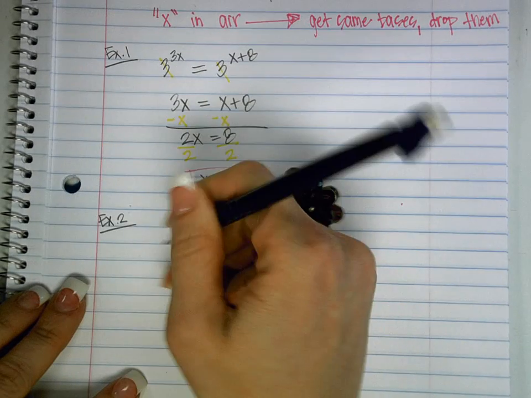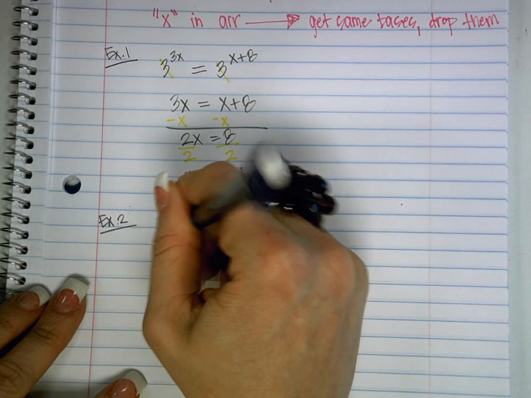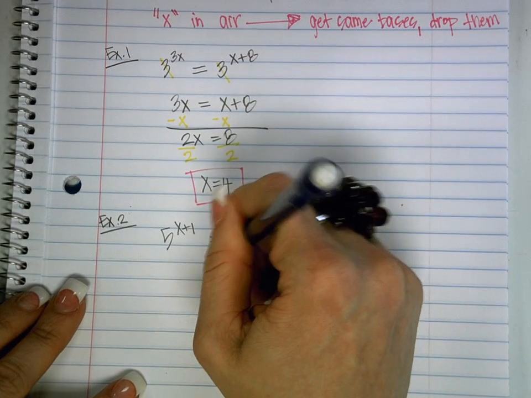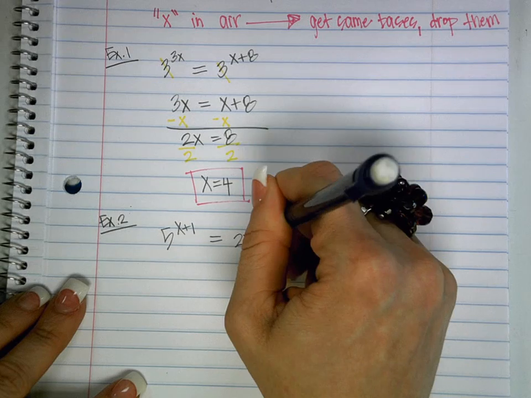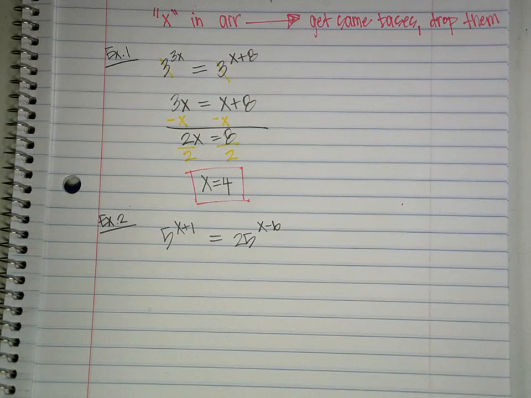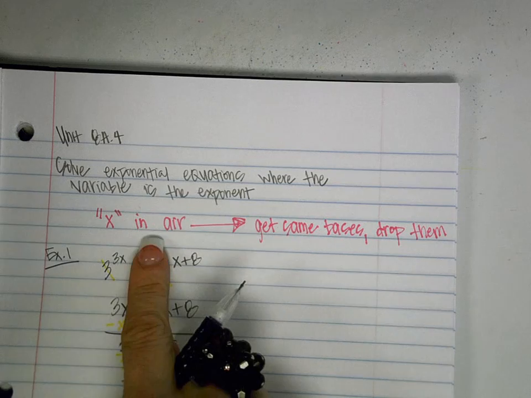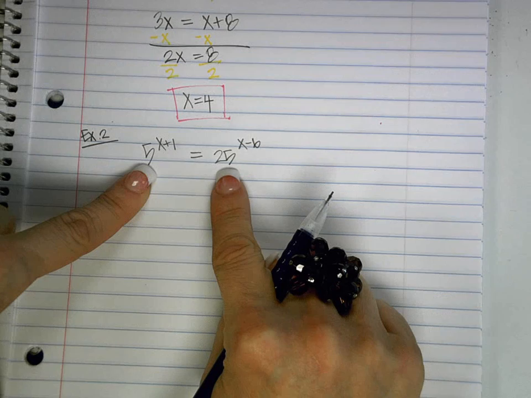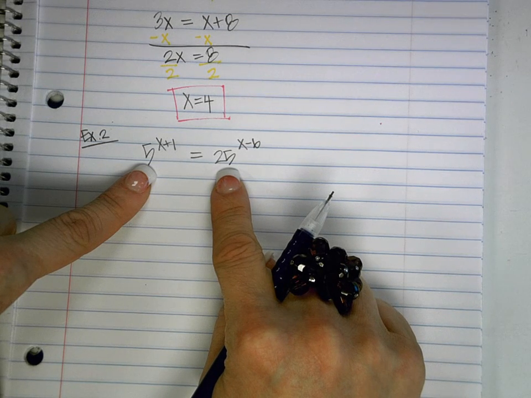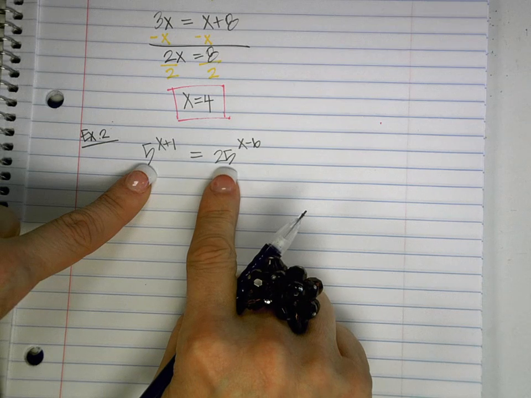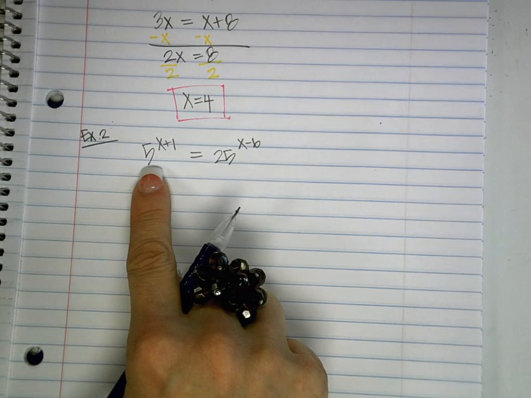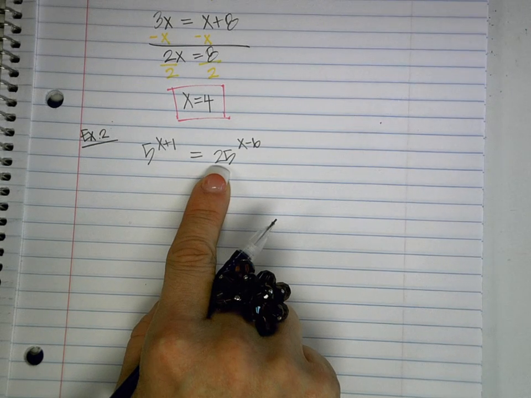For number 2, same type of idea. 5 to the x plus 1 equals 25 to the x minus 6. First, remember, if the x is in the air, we need to get the same base. If you look at these bases, 5 and 25, could you get them both to be the same base? We can't change 5 to be a base 25, but I could change 25 to be a base 5.